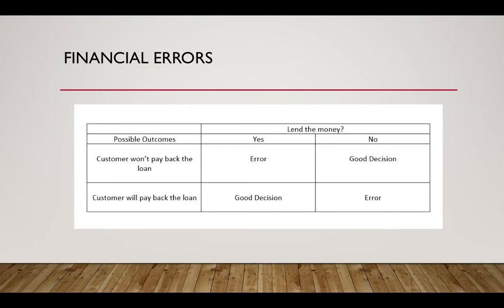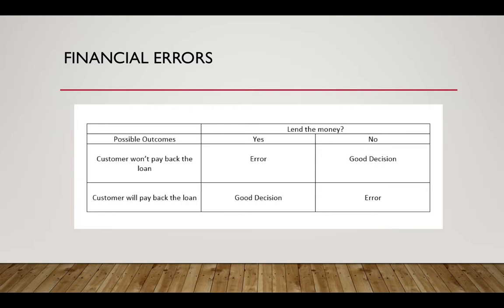Looking at all the possible outcomes, if we look at this first square, if we lend the person the money and they don't pay back the loan, then that's a financial error. We made a bad decision in giving that person the money. However, if we didn't lend the person the money, they wouldn't have paid back the loan, so it was a good decision not to lend them the money. On the bottom line there, using the column, did we lend them the money? Yes. And would they pay back the loan? Yes. And that's a good decision.